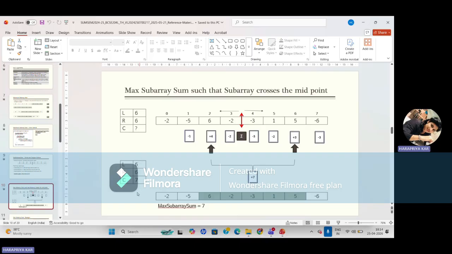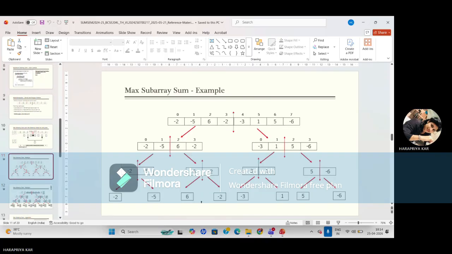So here in this example, you can easily understand how divide and conquer is working. Here we divided the array into two halves: -2, -5, 6, -2, -3, 1, 5, -6. The indices always start from 0: 0, 1, 2, 3, and then here again 0, 1, 2, 3.